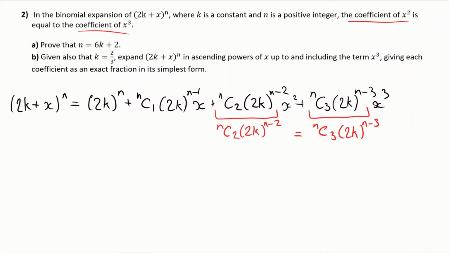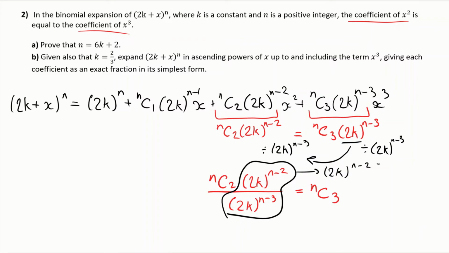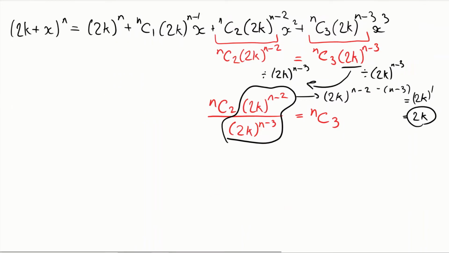So now we have an equation to deal with. Let's make our lives easier. What we're going to do next is divide both sides by (2k)^(n-3). So now we get nC2 times (2k)^(n-2) over (2k)^(n-3), which is equal to nC3. We can actually simplify that. Because they have the same base 2k, we can take away the powers. So that would be (2k) to the power of (n-2) take away (n-3), and that just simplifies to (2k)^1, which is just 2k. So now we have nC2 times 2k equals nC3. Much nicer and much more simple.